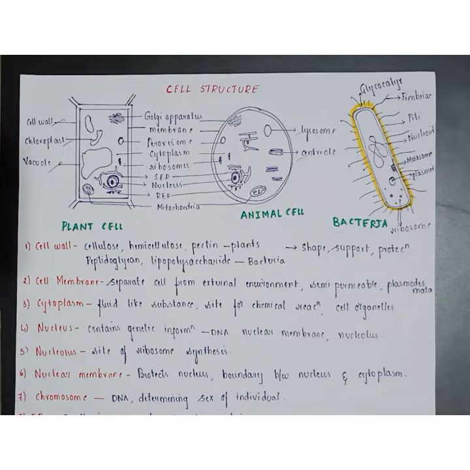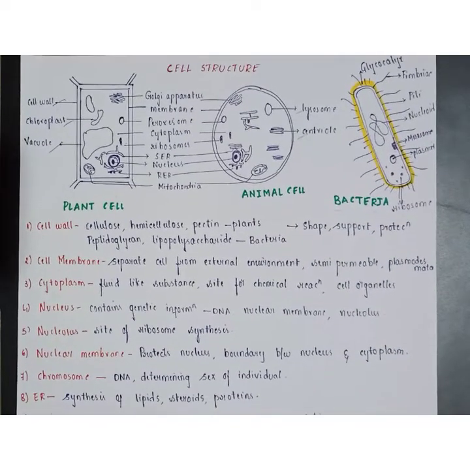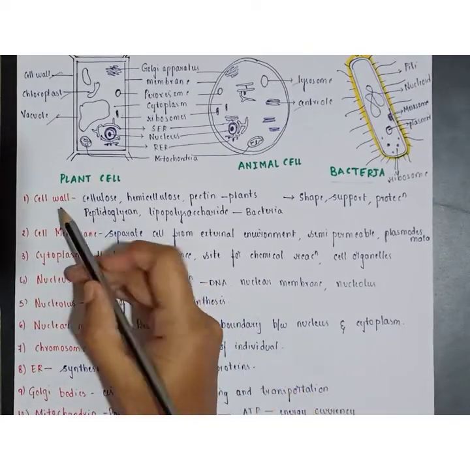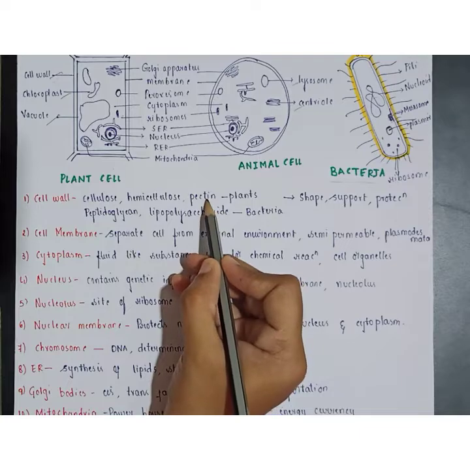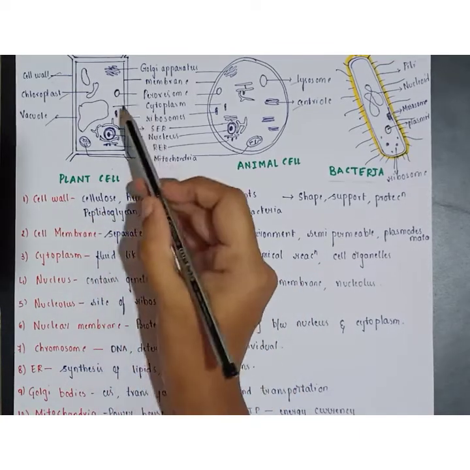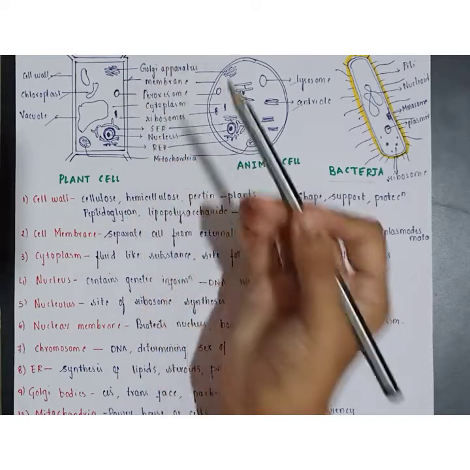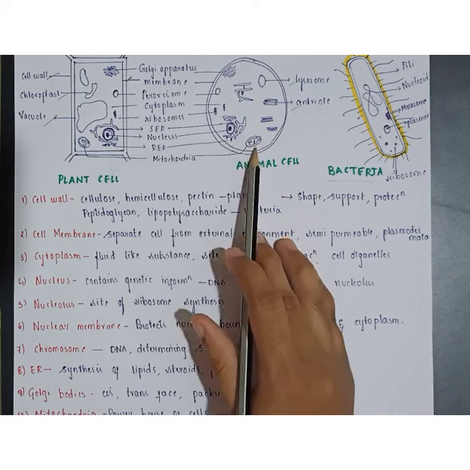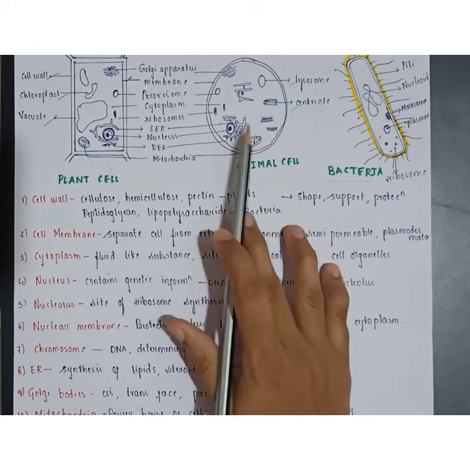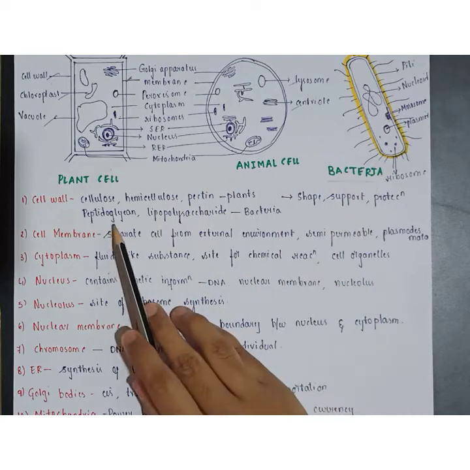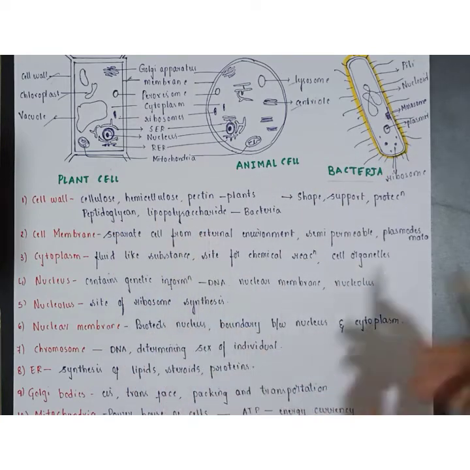Now let us discuss the different cell organelles in detail. The first one is the cell wall. In plant cells the cell wall is made up of cellulose, hemicellulose and pectin. Here the external layer is called the cell wall. Animal cells do not contain a cell wall, and in bacteria the cell wall is made up of peptidoglycan and lipopolysaccharide.